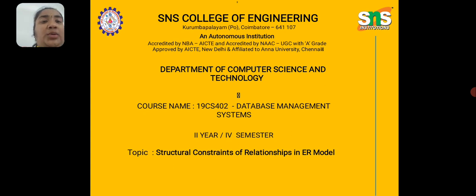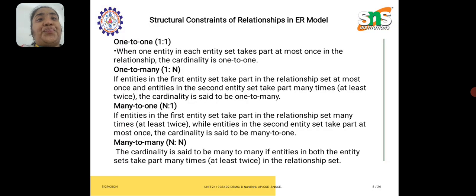Today, we are going to see a topic on structural constraints of relationships in the ER model, which is in a database management system course. The first one is structural constraints of relationships in the ER model. It consists of one-to-one relation, one-to-many relation, many-to-one relation, and many-to-many relation.